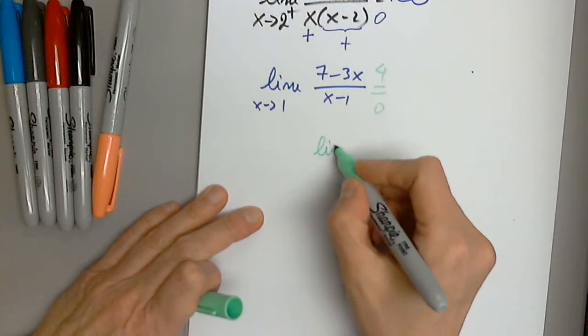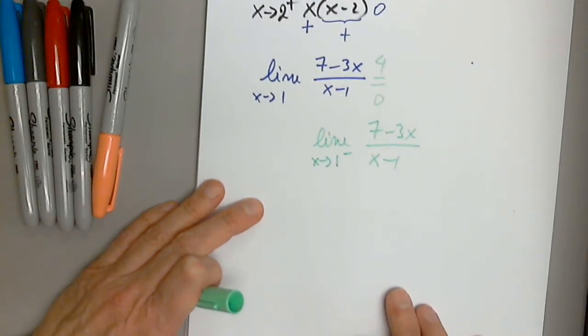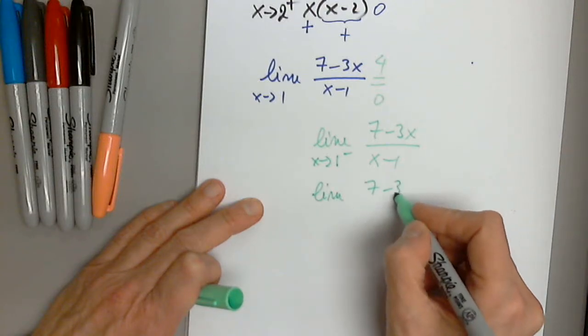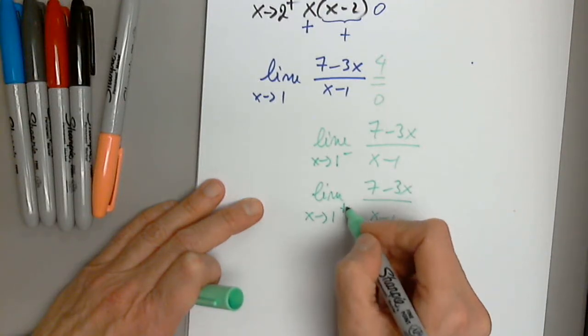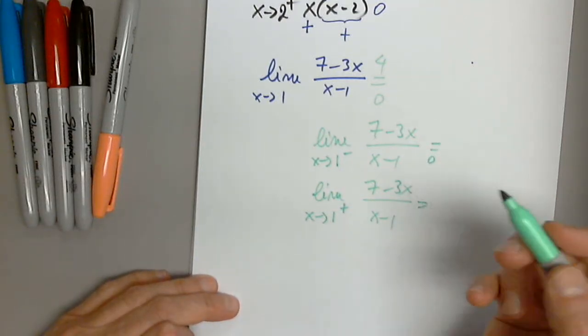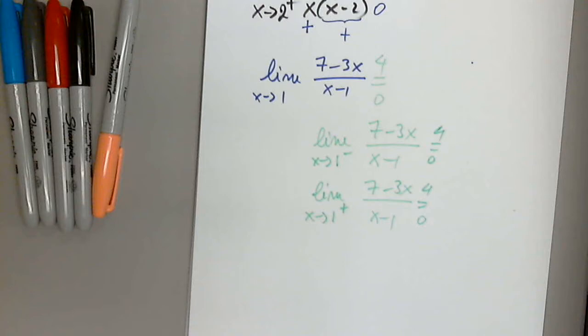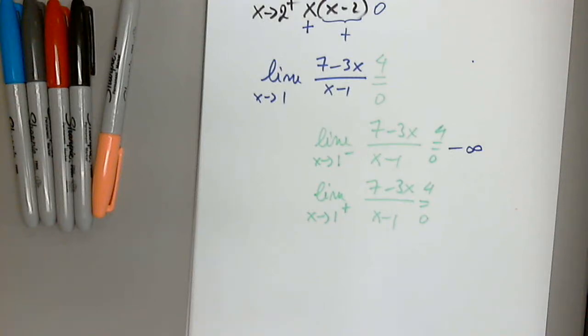So I have to find the limit of 7 minus 3x over x minus 1 as x approaches 1 from the left, and the limit of 7 minus 3x over x minus 1 when x approaches 1 from the right. Of course, they both have something over 0. And they both have 4 over 0, to be exact. But the question is the sign now. 1 from the left means 0.9. This is still positive. But what is the sign of this with 0.9? Perfect. So the answer is negative infinity here.